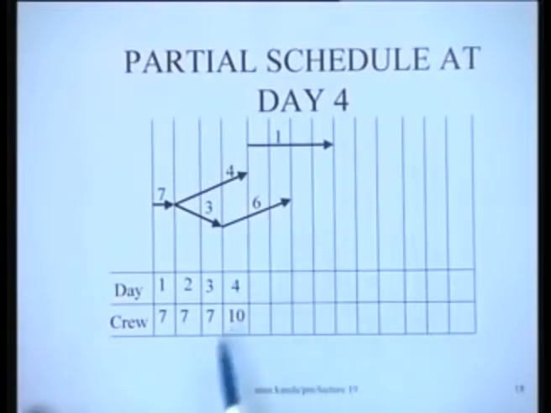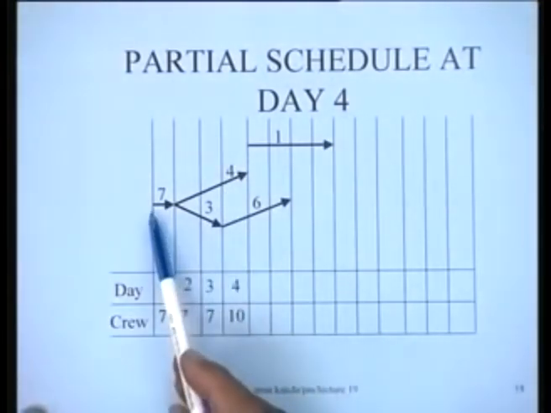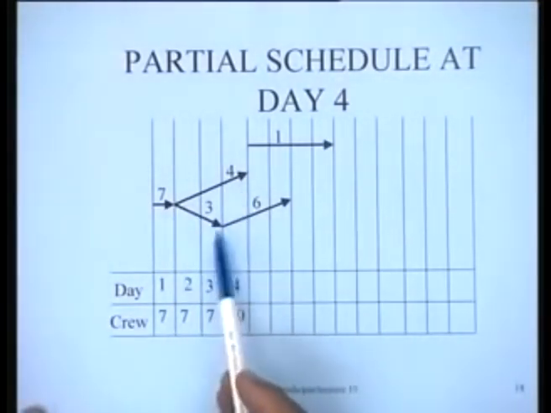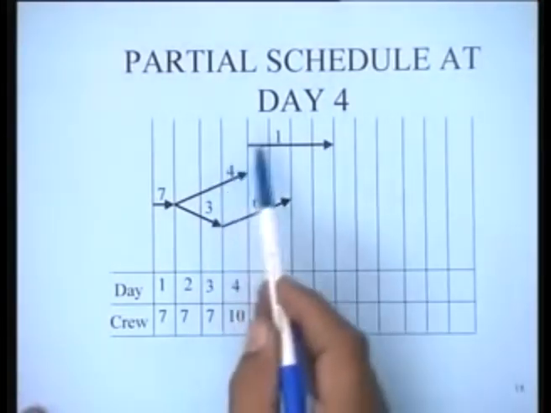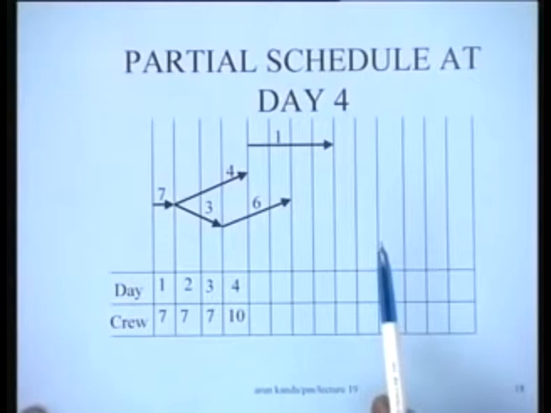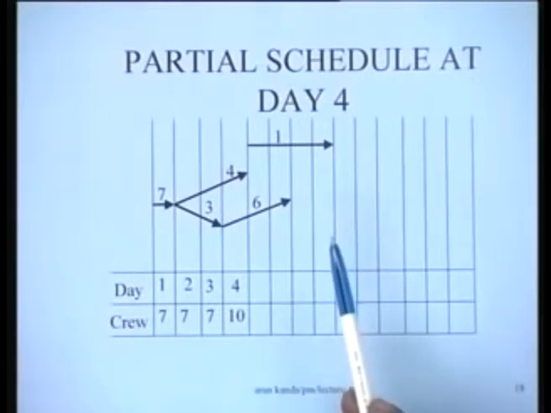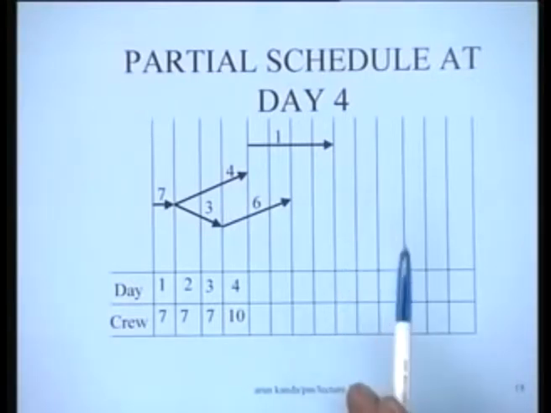Okay. So up to day 4, the partial schedule shows that activities 7, 3, 4 and then 6 have been scheduled, and on day 5 we will see what can be done about the various jobs which are candidates for placement. On each day you have to maintain a list. So let us now look at day 5. What happens on day 5?